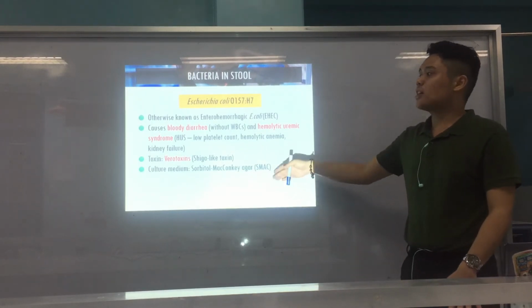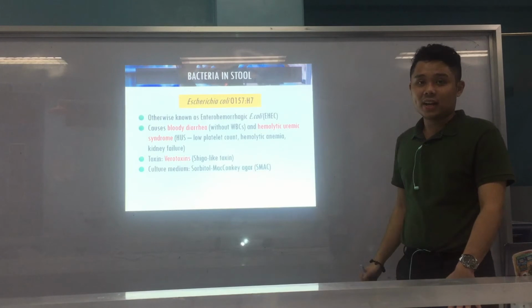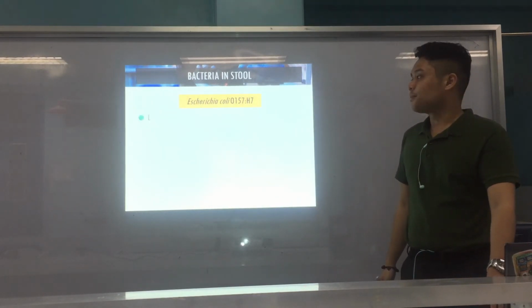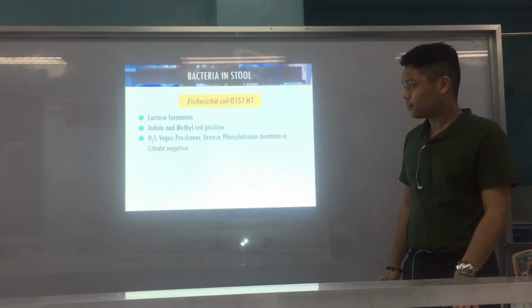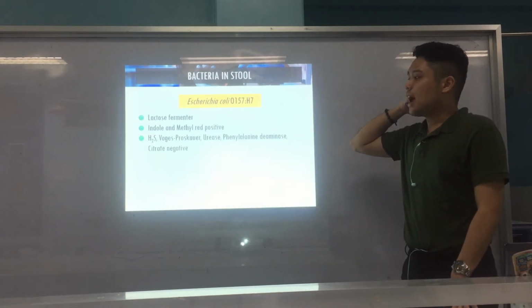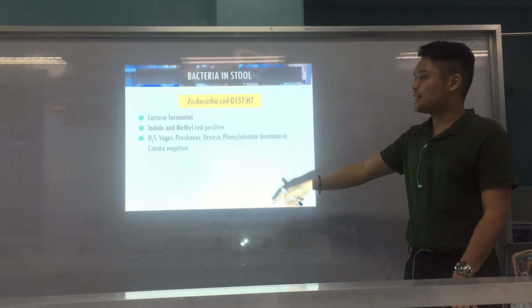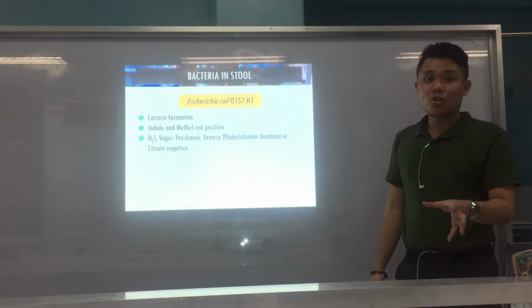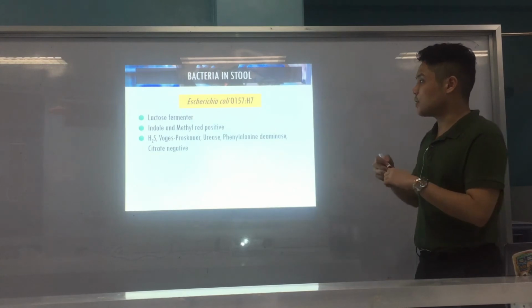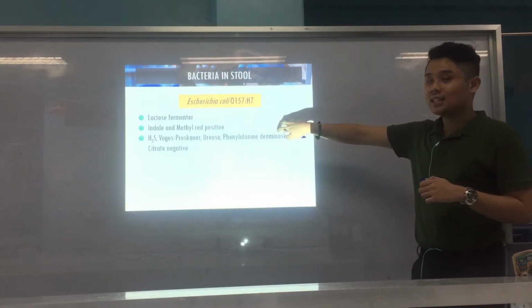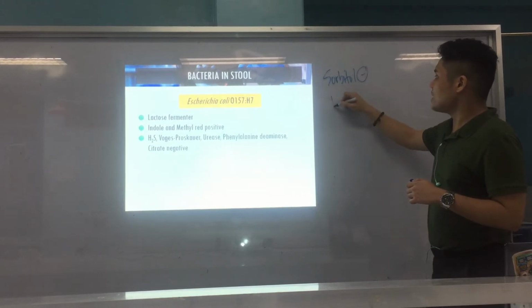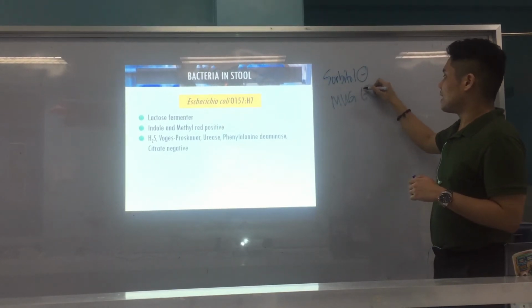And again, culture medium for E. coli O157:H7 is SMAC, sorbitol MacConkey agar. Okay. All right. Ayan, so lactose fermenter, indole, methyl red positive, H2S, VP, urease, and citrate negative. Okay, so actually quite the same results with the normal E. coli.